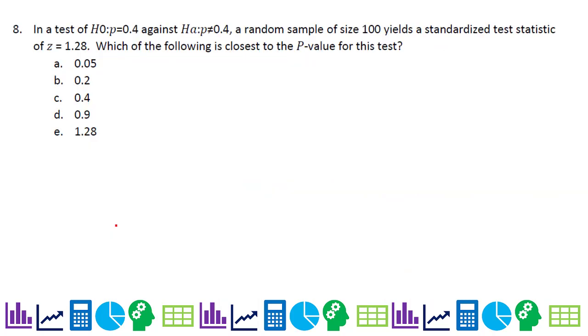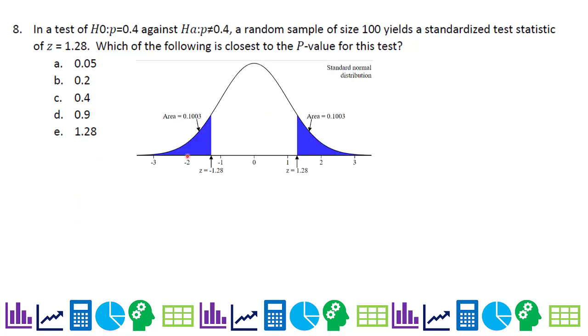Number 8. In a test of the null, P equals 0.4 against HA, our alternate, P doesn't equal 0.4, so a two-sided hypothesis test. A random sample of size 100 yields a standardized test statistic of Z equals 1.28. Which of the following is the closest to the p-value of this test? So, let me go ahead and get my pointer. So we're going to go ahead and do a two-sided hypothesis. So what does that mean? That means we look at the extreme lows and the extreme highs.